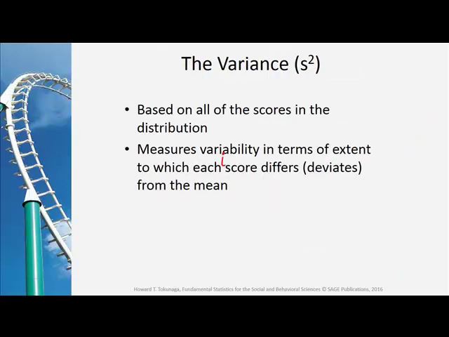So here's what we're going to use as a solution. There's one called the variance, denoted as S squared. The variance as a measure is based on all of the scores in the distribution. So that means we're going to use each and every score when we calculate this. The more observations we have in our data set, the more calculations it's going to take to compute the variance. Not that big of a deal.